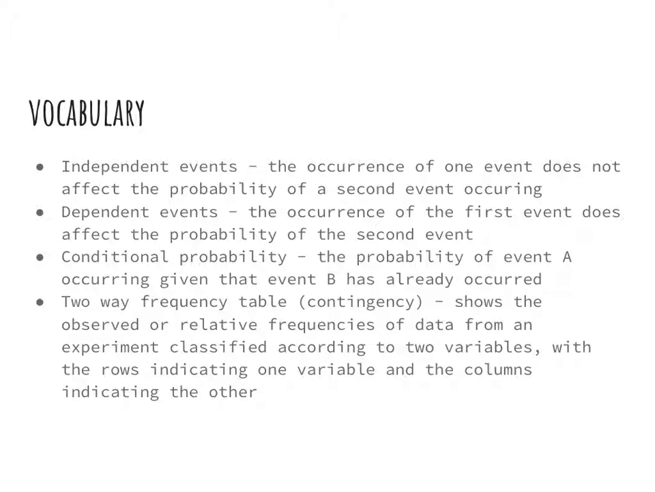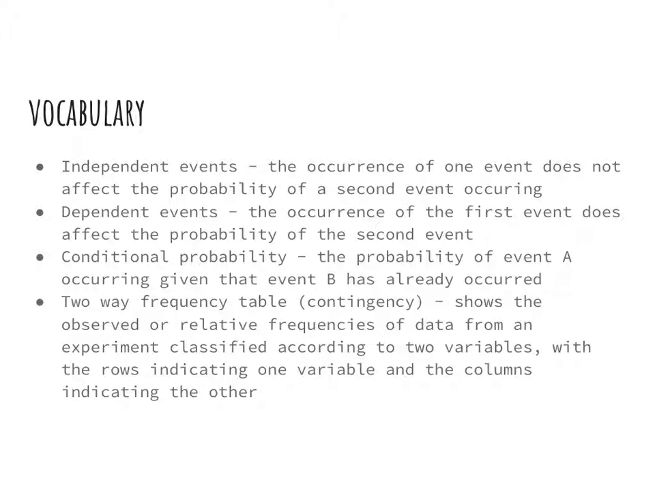We've got independent events. If we have two events that are independent of each other, that means that if one event happens, that has no effect on the probability of the second one happening. We also have dependent events, in which case if two events are dependent, that means that if the first event happens, that does affect the probability of the second one.